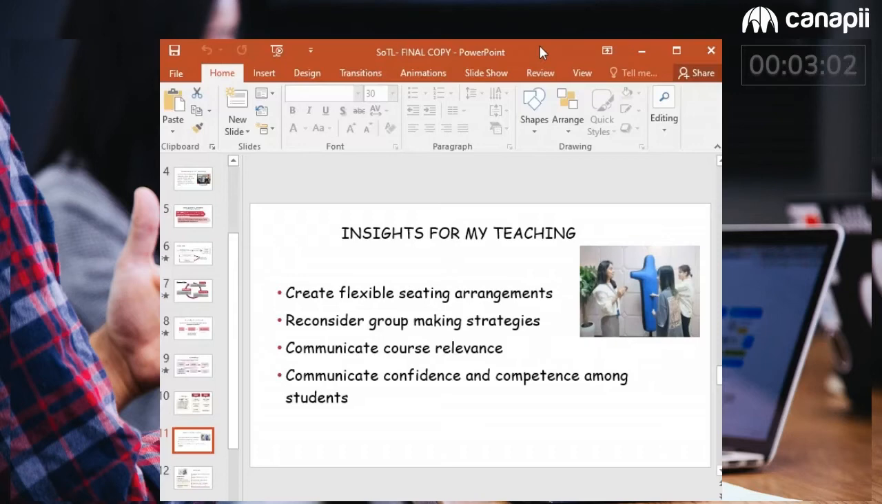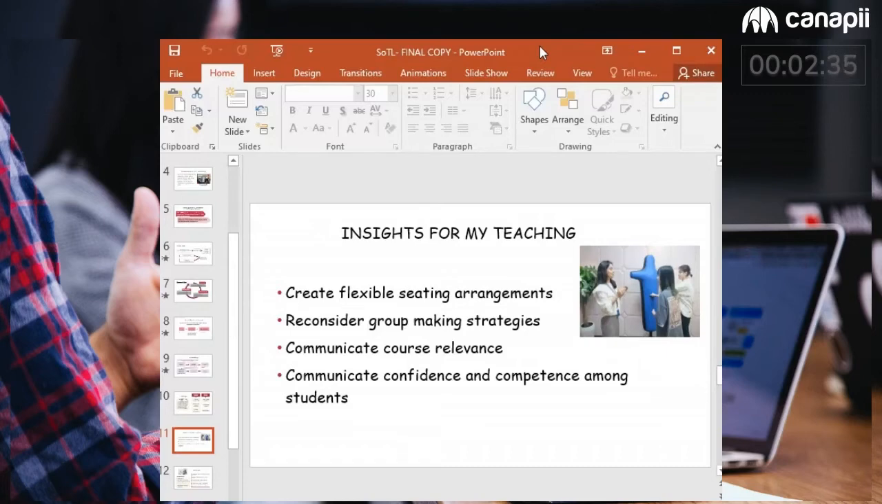Of course, one of the things that I had to reconsider now in my teaching is communicating course relevance, because students thought that there were some courses which did not carry as much credit as other courses, so they would choose not to engage in those courses and sit at the back, or not sit where they can engage with students and with teachers. So I think communicating course relevance is a very important thing I should be reminded of.